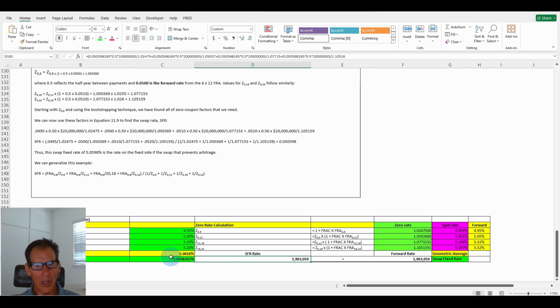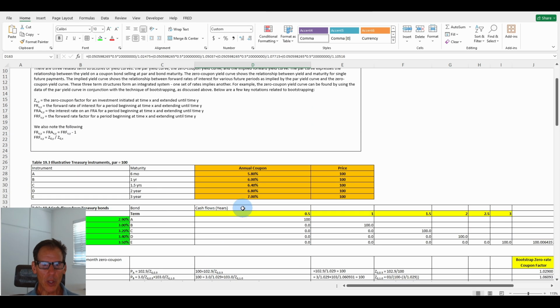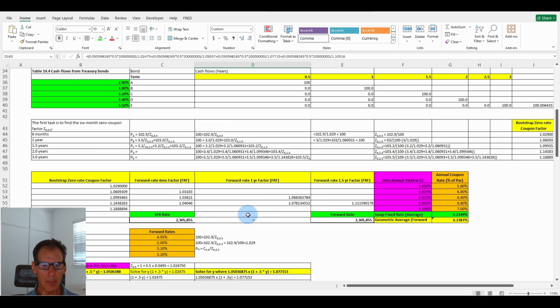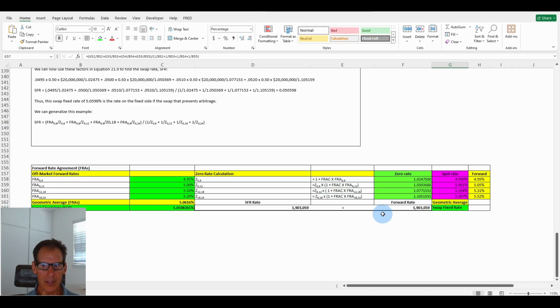I know this is rather advanced, to say the least. Hopefully, I didn't put you off by bouncing around a little bit. I should have stayed on topic. I went off topic. I went through this first example, trying to determine this, and I just didn't pay attention. This is the swap fixed rate for this example. This is the swap fixed rate for this example.